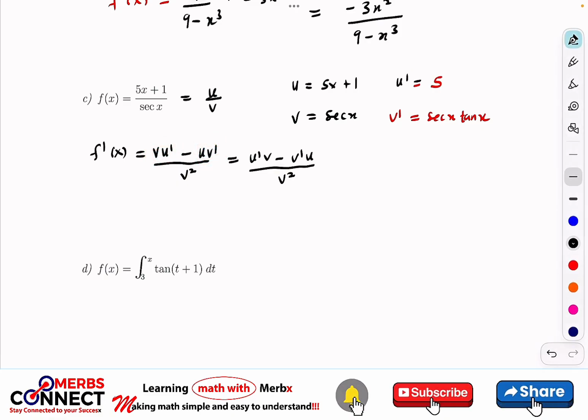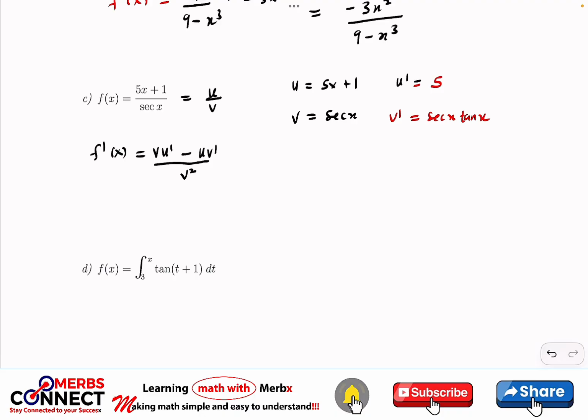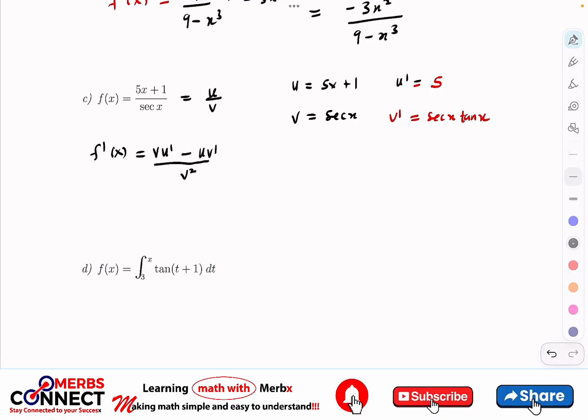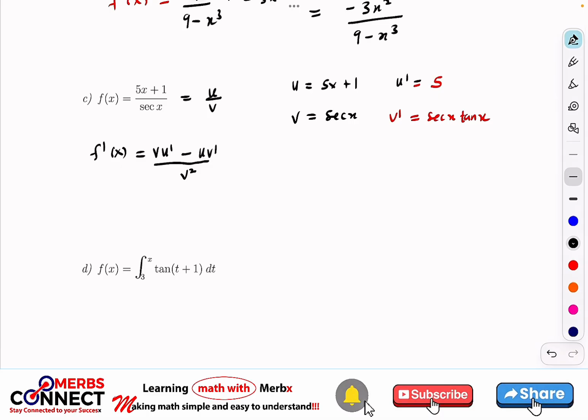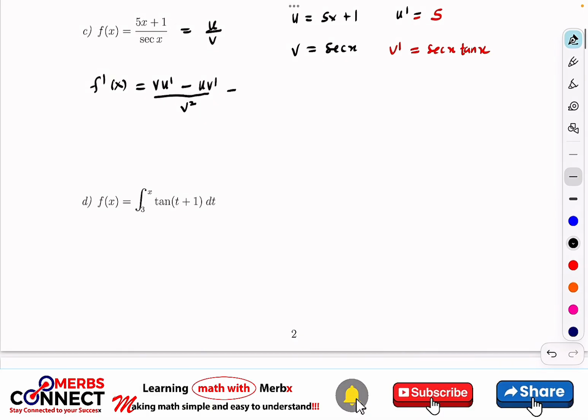So it's correct here. So now let's just try and do substitution here. But I just want to use the first one. So I'm going to erase this one. So now this is going to give us, v is secant x, u is 5x plus 1 minus, so we need u prime rather.